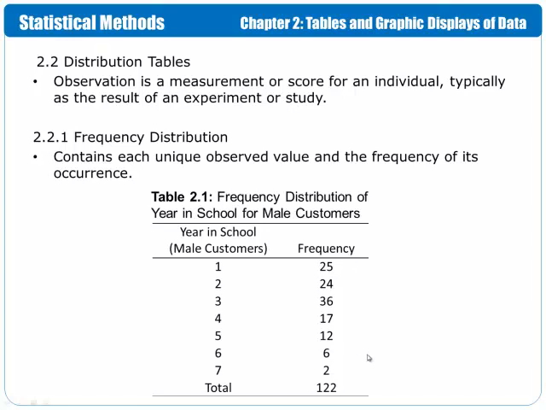Although the table does not include every single observation of raw data individually, it lists them summarized in frequencies. So, for example, this 25 here represents the fact that we had 25 male customers who were in their first year of school. Now, we could have listed all 25 of those individuals out separately, but by summarizing them here, we can include them all in one line, and we have not lost any information.